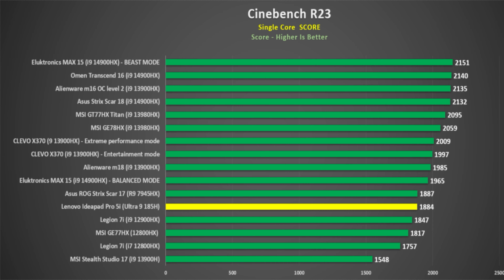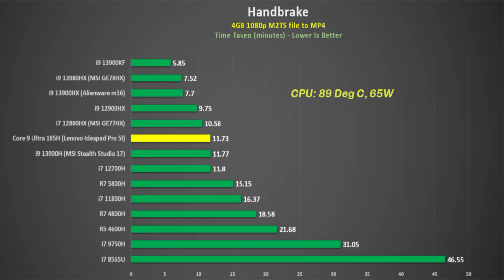So great. So let's take a look at Handbrake, where I encode a 4GB 1080p file to MP4. The Lenovo IdeaPad Pro 5 took 11.7 minutes. That's pretty decent. That's on par, really, with the i9-13900H, which was in the MSI Stealth Studio 17. And the temperature, you know, the CPU was running at 89 degrees, 65 watts.